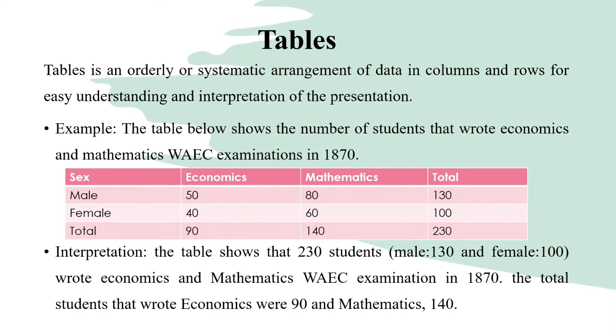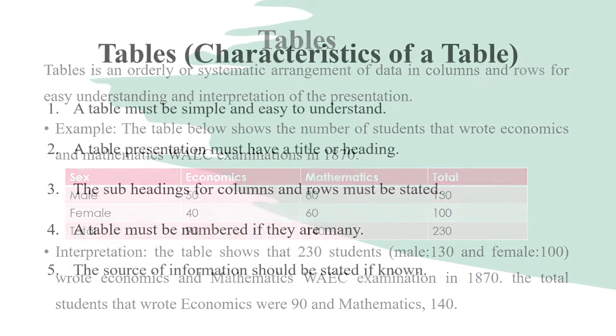40 females took economics, while 50 males took economics, and the total number of students that took economics was 90 students. 80 males and 60 females took mathematics, giving a total of 140 students that took mathematics. So you can see that with a table you can easily present your information in a way that readers can understand.